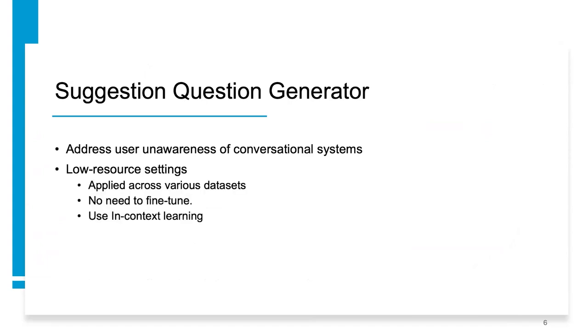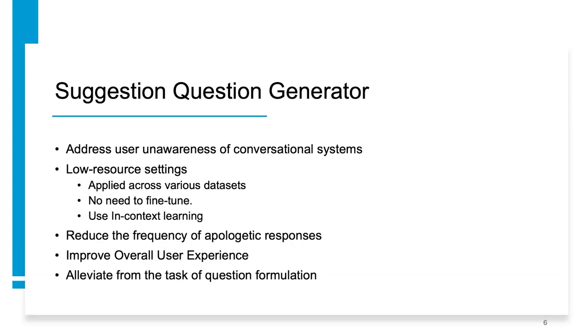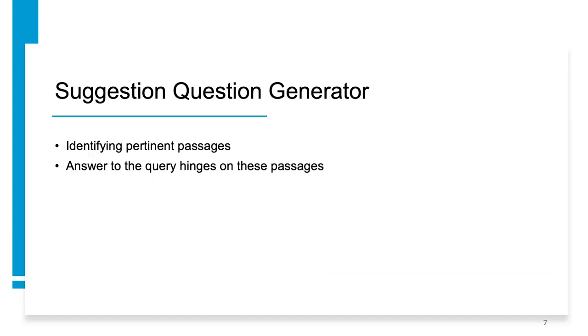We formulate the problem of suggestion question generation in low resource settings, which can be applied across various datasets without the need for fine-tuning, and we use in-context learning to do so. Using the suggestion question generator will improve the overall user experience, reduce the frequency of apologetic responses, and by providing these questions, users are alleviated from the task of question formulation.